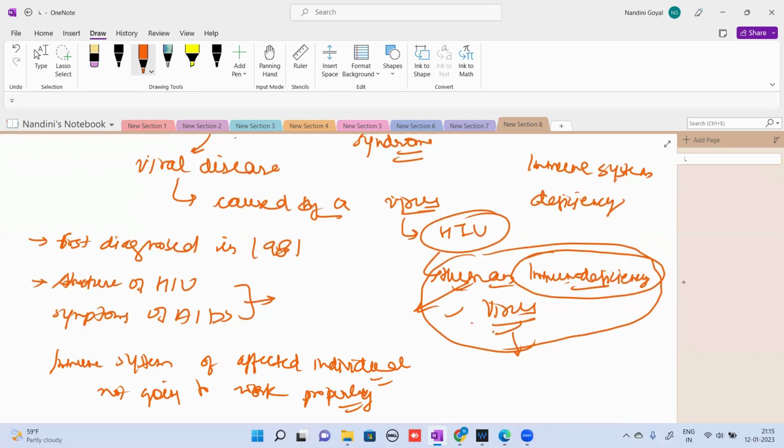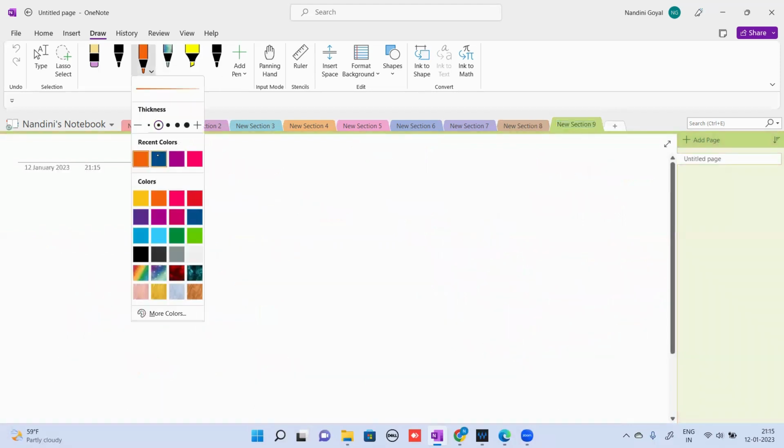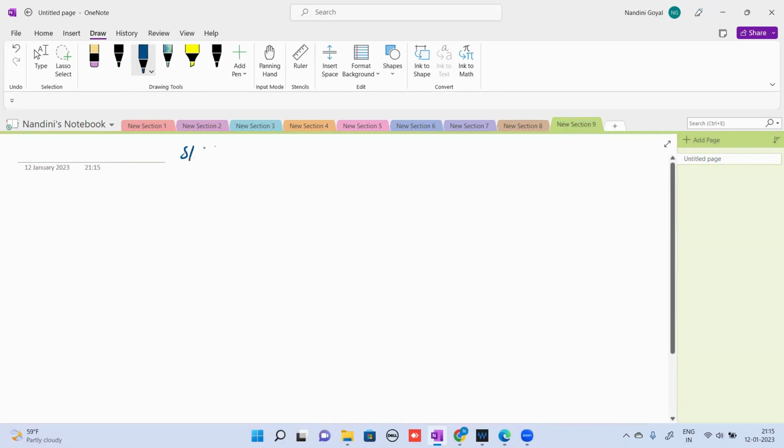So I mentioned two points which we have to study in this chapter: the structure of HIV and the symptoms of this AIDS. Fine. So first thing, structure of HIV.